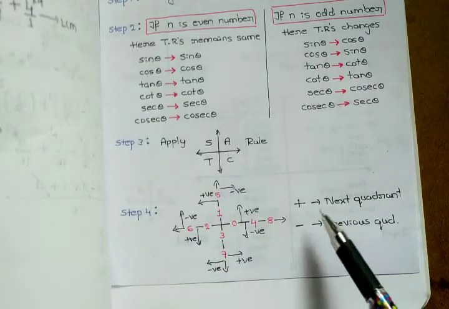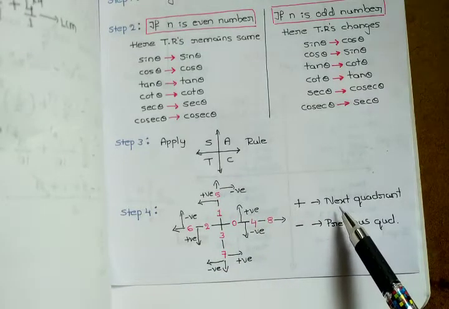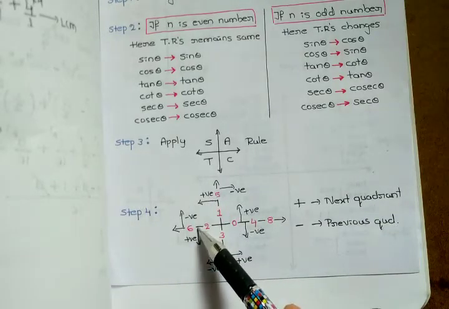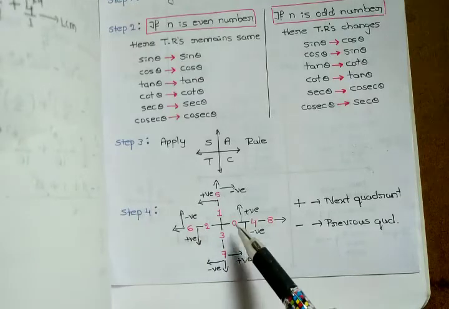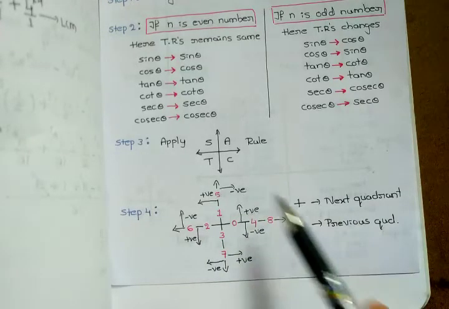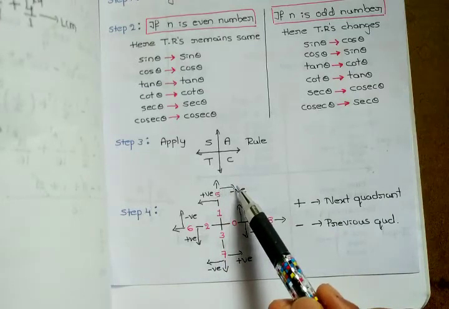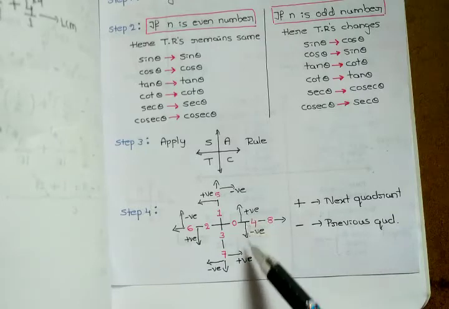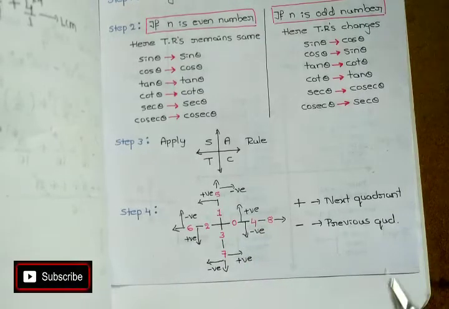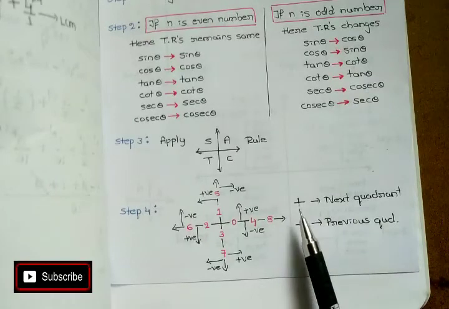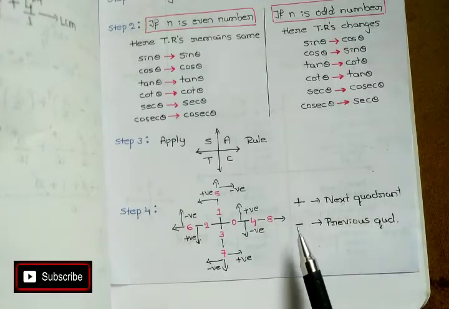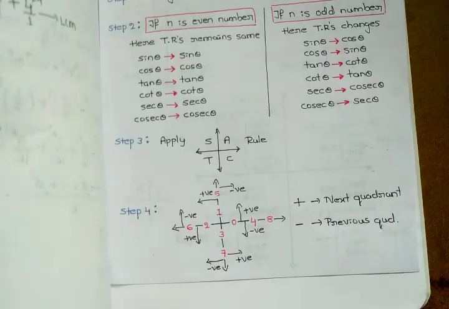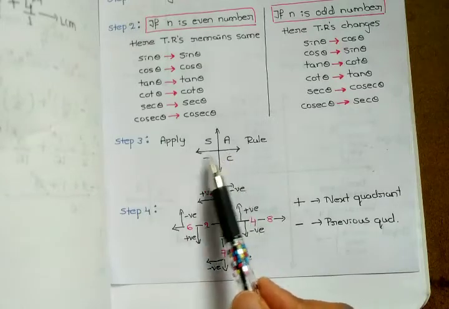Here remember, if a plus comes, that value jumps to the next quadrant. Plus means next quadrant, plus means next quadrant, here also next quadrant. Minus means it will go back to the previous quadrant, again previous quadrant, here also previous quadrant. While solving the examples, you will understand how plus jumps to the next quadrant, and how with minus it goes back to the previous quadrant. Okay, next you need to apply the ASTC rule.